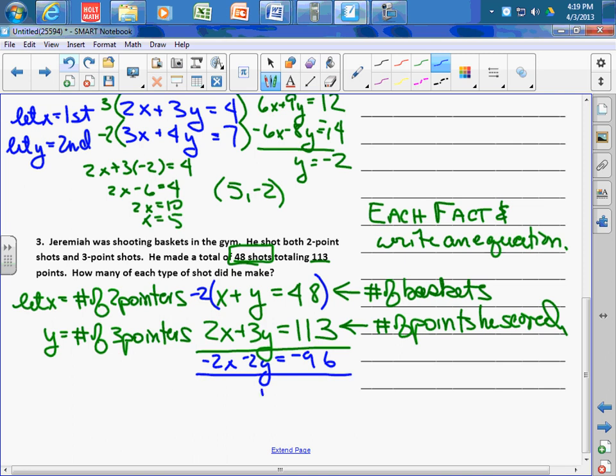3y minus 2y is y. 113 minus 96 is 17. So he made 17 three-pointers. So how many two-pointers did he make? Well, let's put the y back into the first equation. We have x plus y is equal to 48. x plus 17 is equal to 48. x is equal to 31. So he made 31 two-point baskets and 17 three-point baskets.